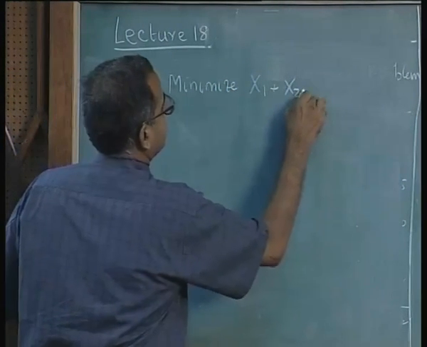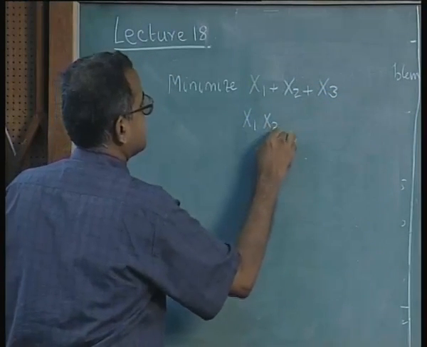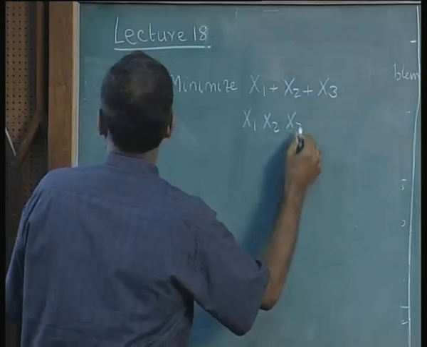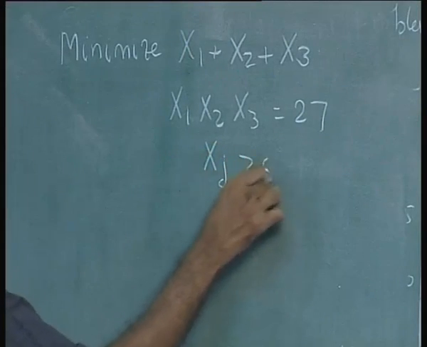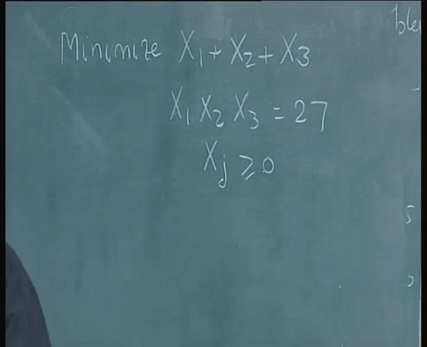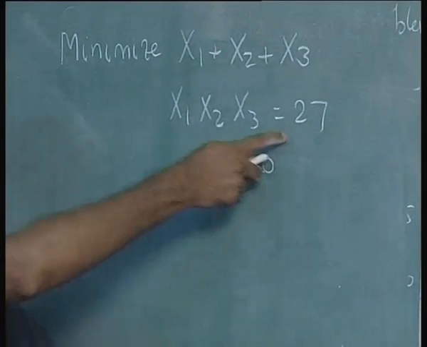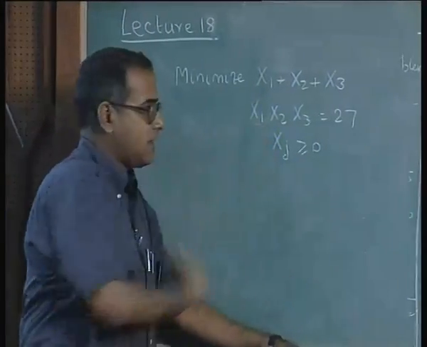Now the problem that we choose is to minimize z = x1 + x2 + x3 subject to x1 x2 x3 = 27, xj greater than or equal to 0. There is no integer restriction on the xj, the xj's can take any continuous values. It is a nonlinear problem because of the constraint which exhibits nonlinearity. There is a product form in the constraint.